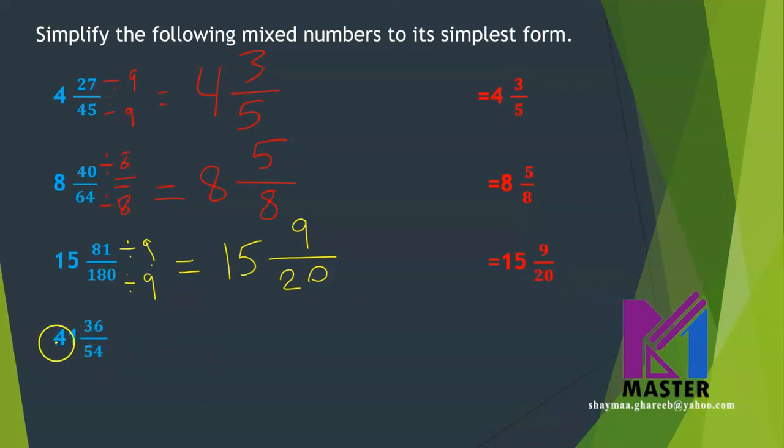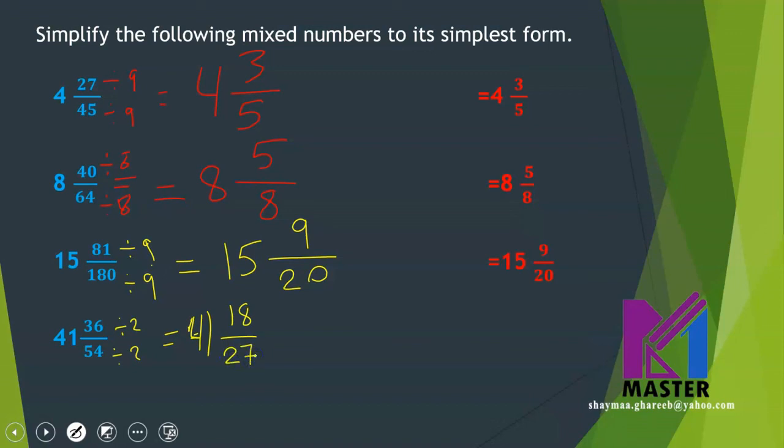Now look at the second example, 41 and 36 over 54. How can I simplify it? I will start by dividing by 2 and let's check together. Let's divide by 2 and do it in more steps. So keep the whole number as it is, 41, and then simplify the fraction part. 36 divided by 2 equals half of 36, which is 18. 54 divided by 2 equals, what do you think? Half of 50 is 25, half of 4 is 2. So then 25 and 2, 27.